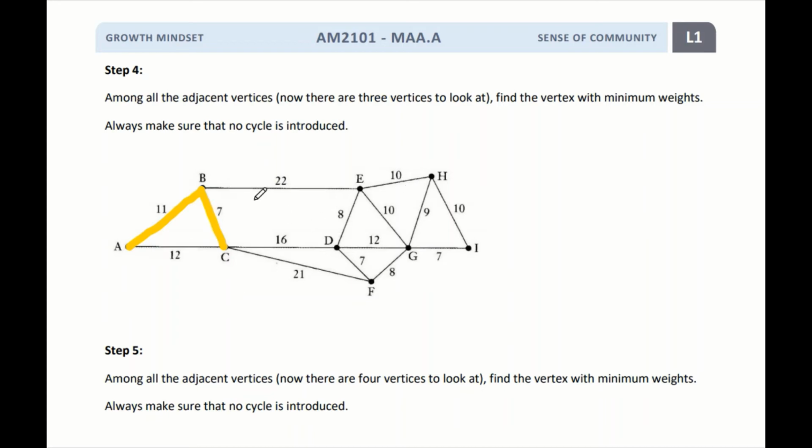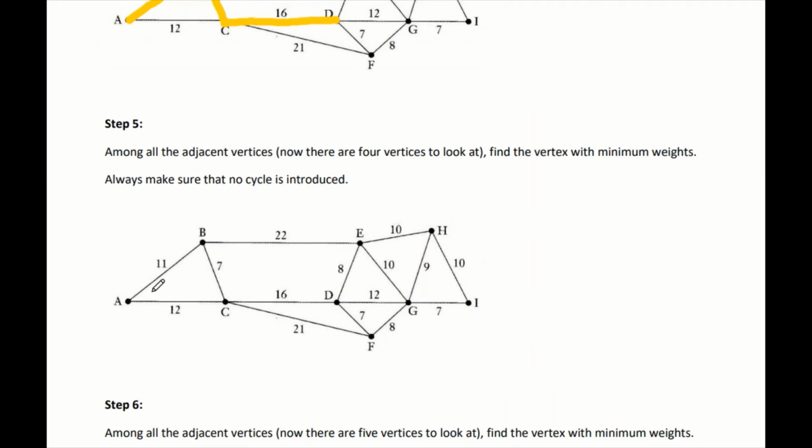Now we have BE, CD, and also CF. The shortest one is definitely going to be CD. So same thing, moving onward. These are the four vertices that we have chosen.